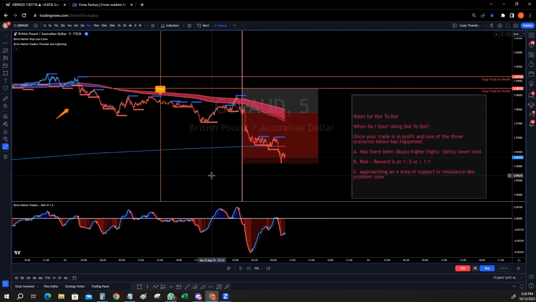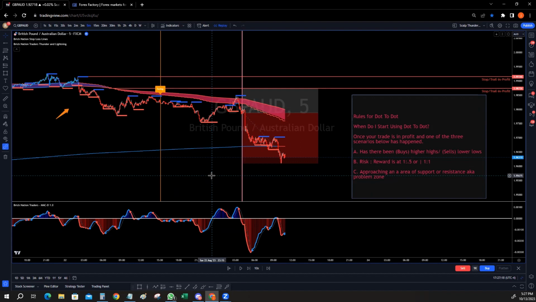Second, if I'm in a trade and the trade is going at least 1-to-1, or in some cases 1 to half. The reason you'd use half is, let's say, you have a trade that happens to have a 100 pip stop. If the trade has gone 50 pips and I've had a 100 pip stop, okay, cool. Let's start using dot to dot logic because we've gone a decent amount of pippage.